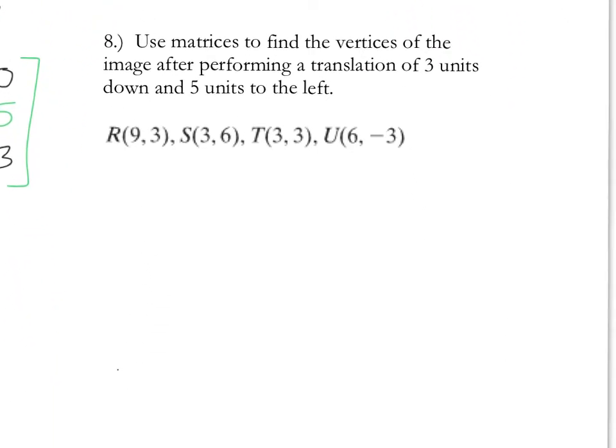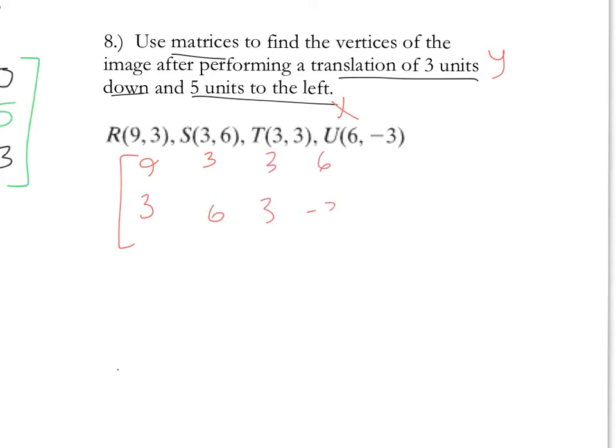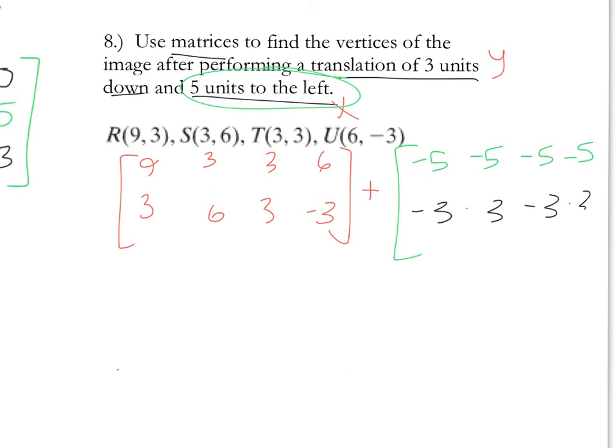Number 8, use matrices again to find the vertices of the image after performing a translation 3 units down and 5 units to the left. So down is Y, and this is going to be X. So again, I'm going to write these as a matrix: 9, 3, 3, 6, 3, 3, 6, negative 3, and add. Now my X is 5 units to the left, so I'm going to do negative 5 all the way across. There's going to be 4 of them. And my Y is 3 units down, so that's negative 3.